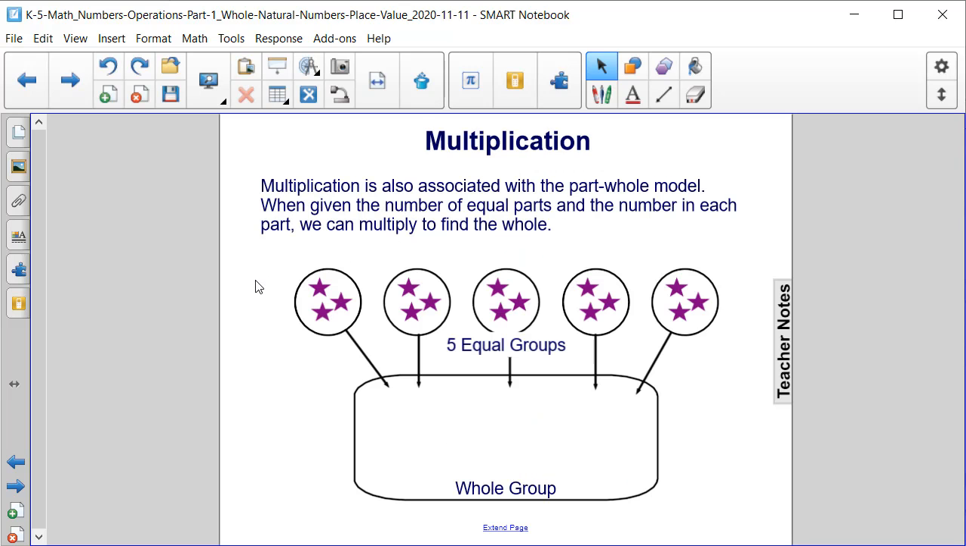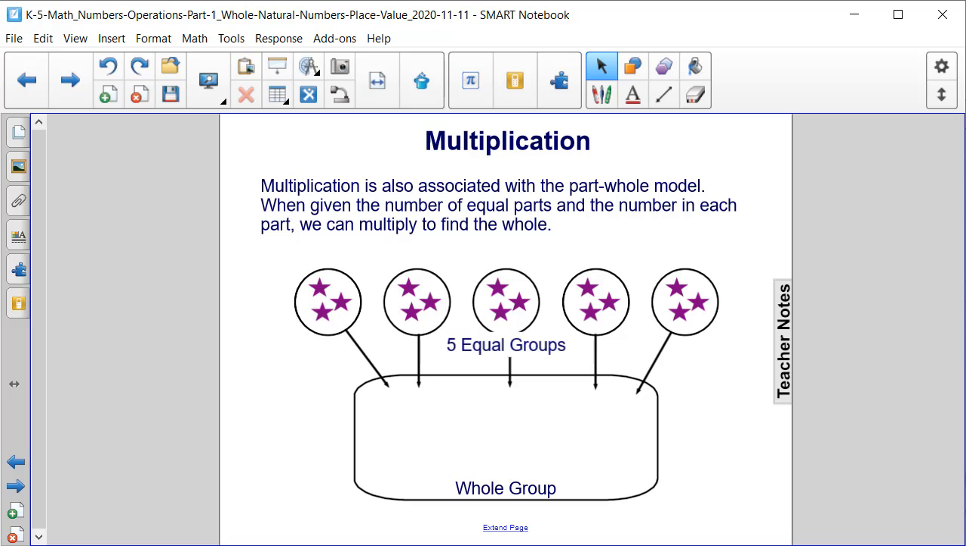Multiplication is also associated with the part-whole model. When given the number of equal parts and the number in each part, we can multiply them in order to find the whole thing. So in this diagram, we have 5 equal groups with 3 stars in each. So if we bring all of our stars into the whole, that entire whole value will be equal to the number of stars in each group times the number of groups.